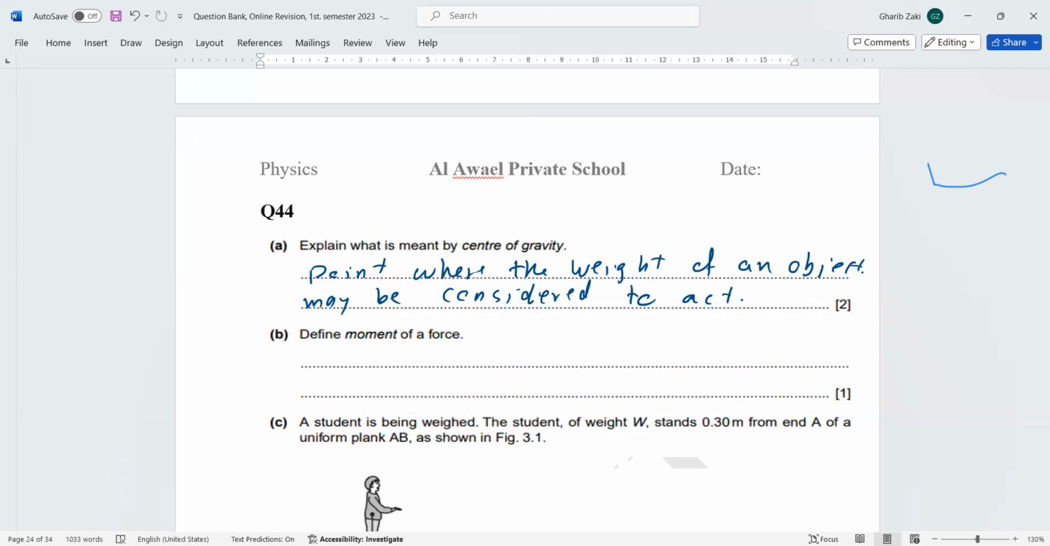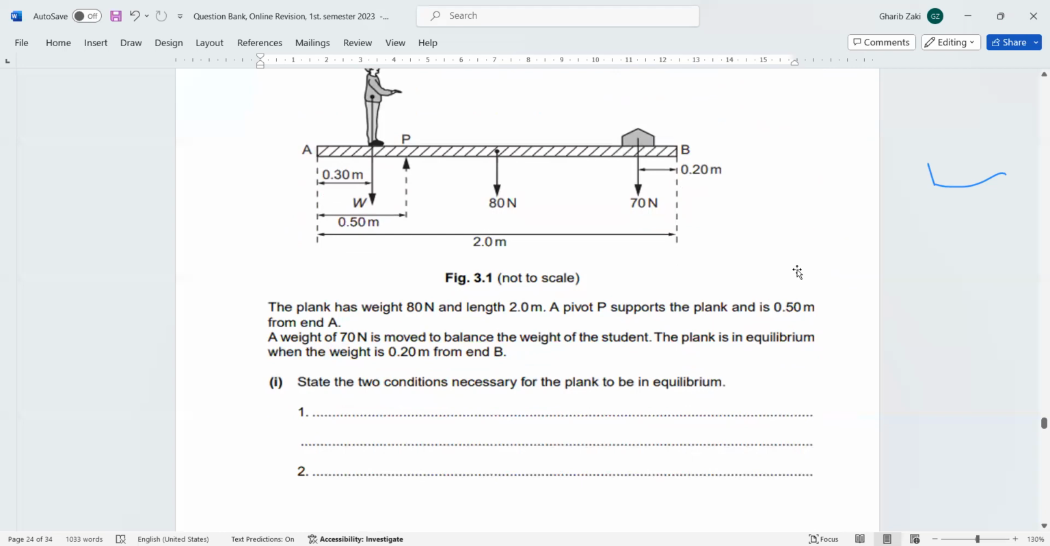Define the moment of a force. It is the product of force and perpendicular distance to the pivot. Now, he said here, state the two conditions necessary for equilibrium. Please leave the questions to the end, okay?